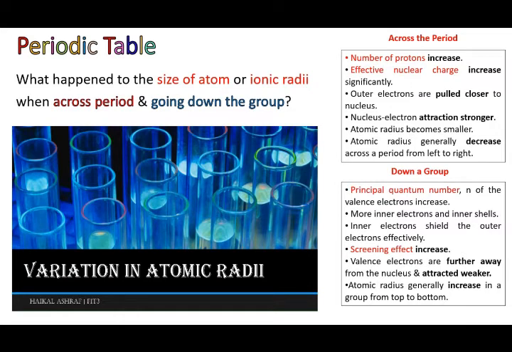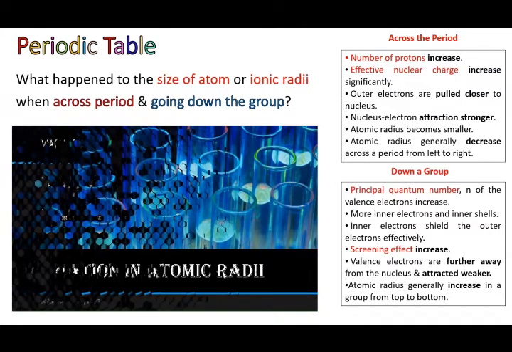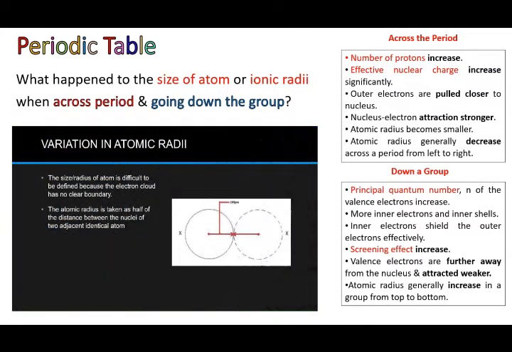Okay, first of all, we need to know what is variation in atomic radii. The size or radius of an atom is difficult to define because the electron cloud has no clear boundary. So the atomic radius is taken as half of the distance between the two nuclei of two adjacent atoms. Okay, not very clear, right? So we will understand it more deeply.